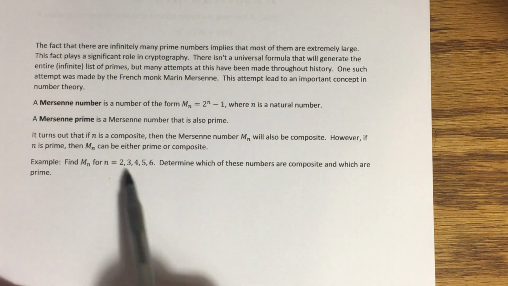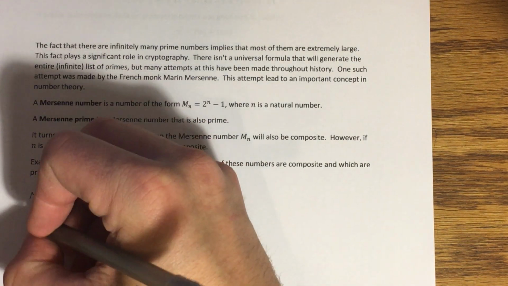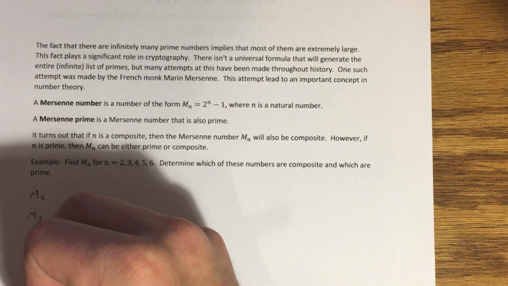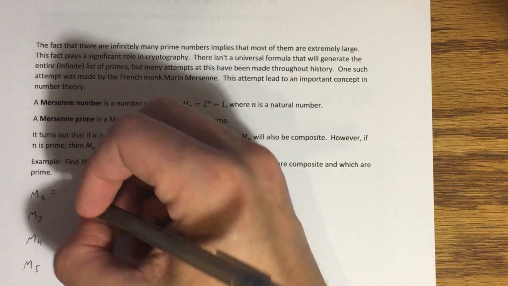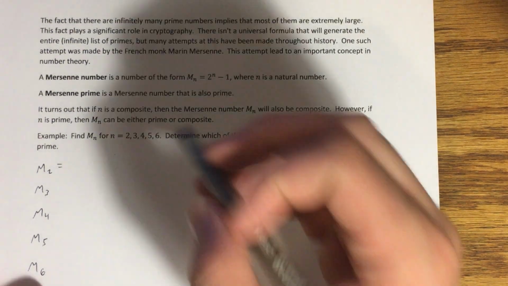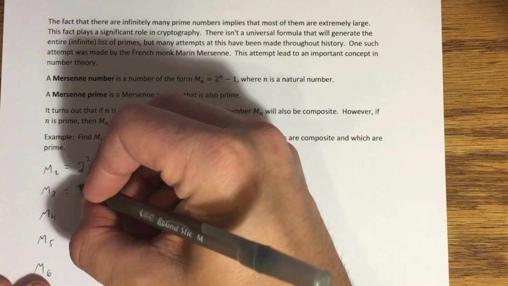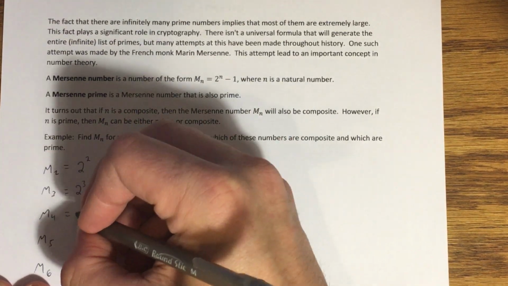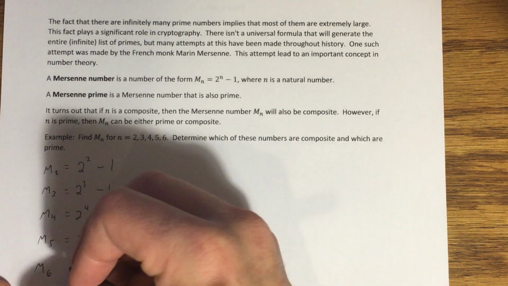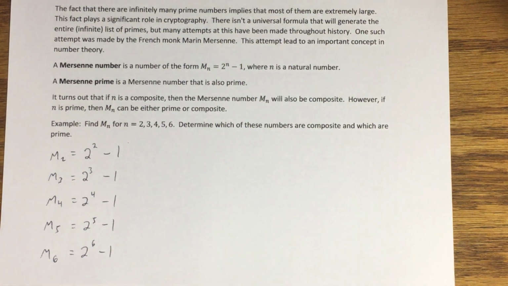We're going to find Mn, where n is any one of these 5 values here. So in other words, I want to find M2, M3, M4, M5, and M6. Okay? So M2, what is that? The subscript tells me what I'm plugging in for n here. So that means I'm looking at 2 to the power of 2 minus 1. This is equal to 2 to the power of 3 minus 1, 2 to the power of 4 minus 1, and this will be 2 to the power of 5 minus 1, 2 to the power of 6 minus 1. That's what the formula tells me to do for these numbers.